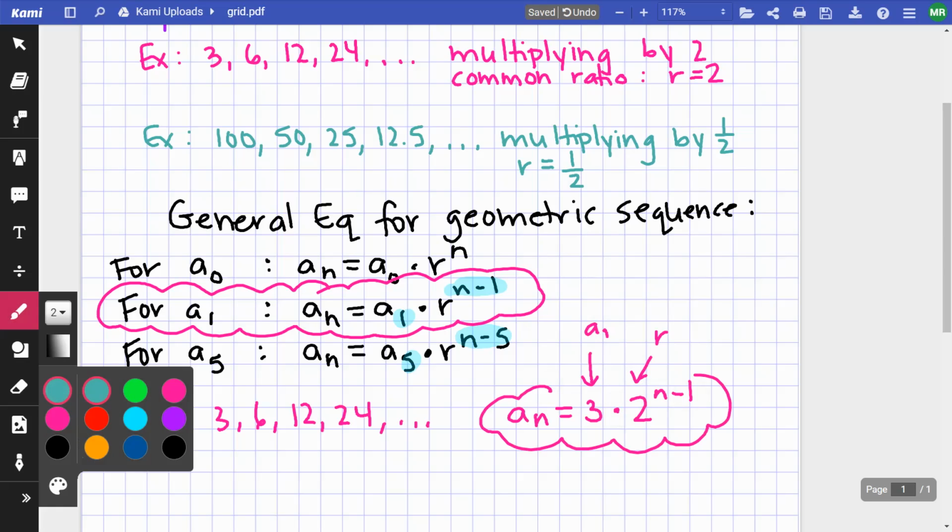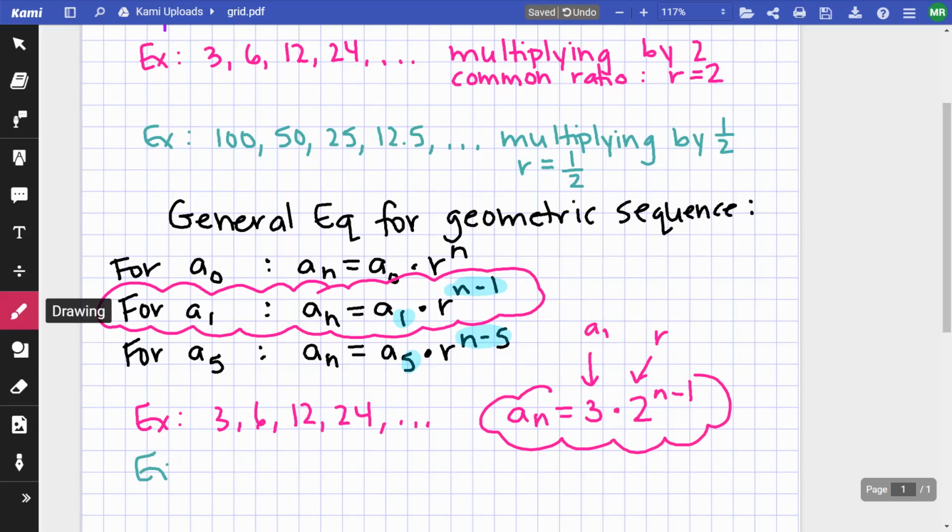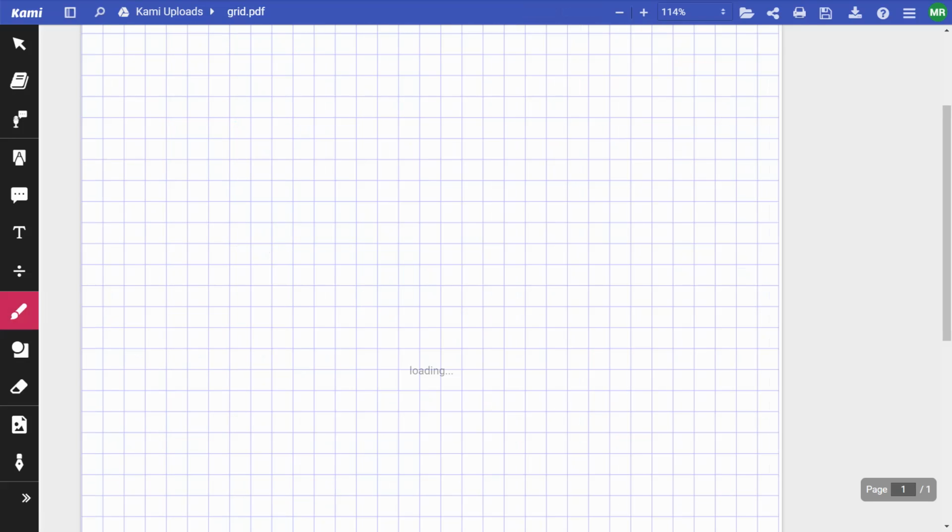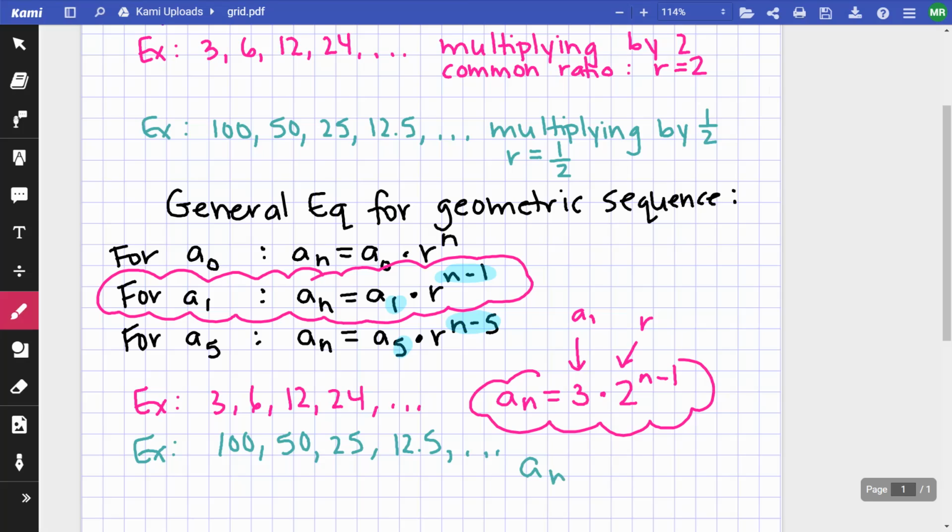Now, let's say I was dealing with the second example, where I had 100, 50, 25, 12.5, and so on. In this case, again, I'm going to start with my first term, which is 100. I'm going to multiply by my multiplier. Whenever it's a fraction, I put it in parentheses, so times 1/2, and then to the n minus 1. And that would be the equation for that one.